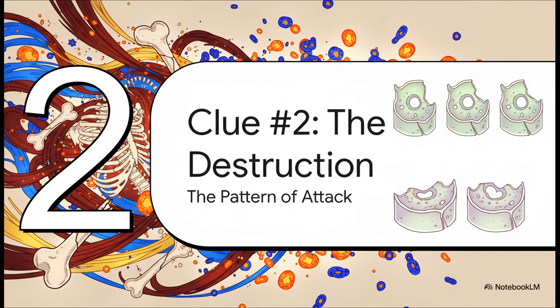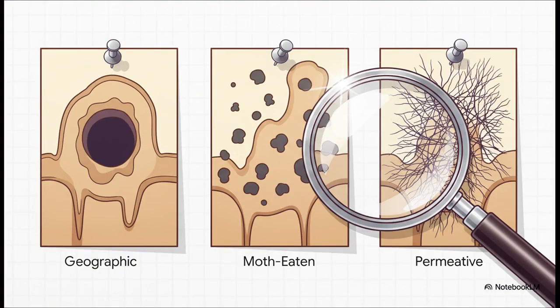Okay, so we've checked out the border, but the detective work doesn't stop there, not by a long shot. Now we have to look inside the lesion to find our next clue, the pattern of destruction. See, it's not just that the bone is being destroyed, it's how it's being destroyed that really gives the game away. Basically, our detective is on the lookout for one of three signature attack patterns. You've got geographic, moth-eaten, and permeative, and each one tells a very different story about how aggressive our culprit is.